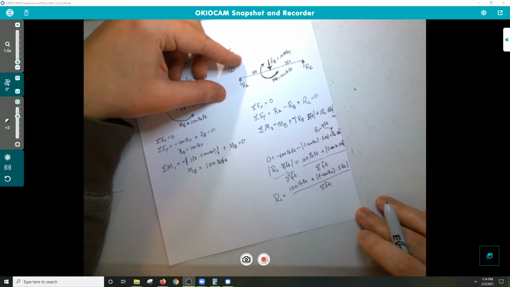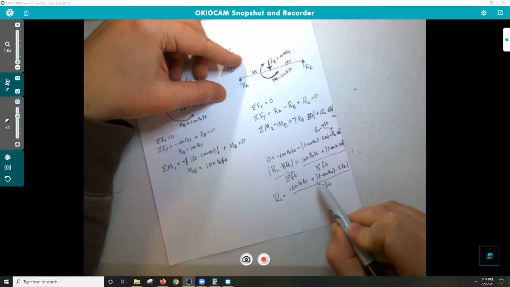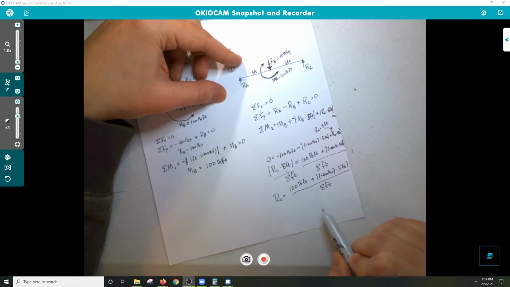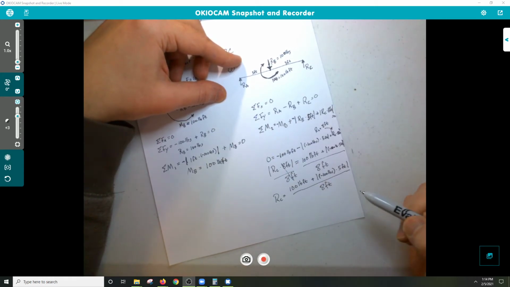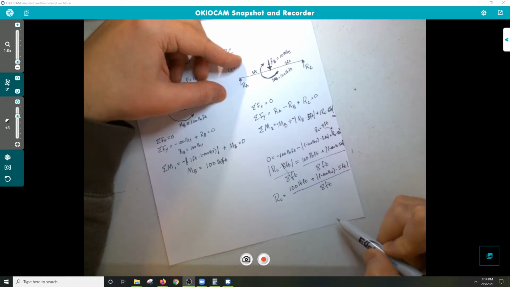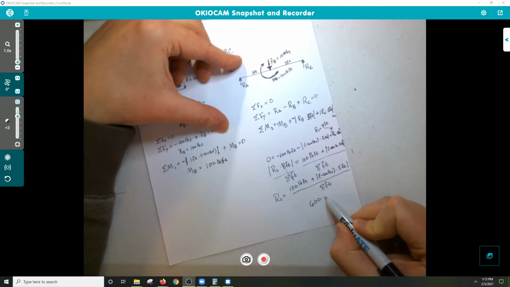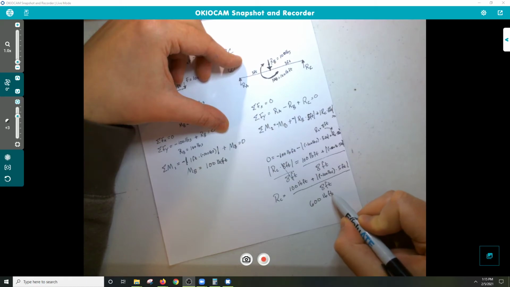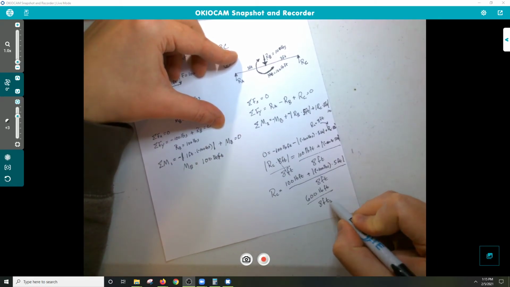All right. So we have 500 pounds, right? 5 times 100, and we have 100. Well, 5 times negative 100 is a negative 500, but the absolute value bars are going to make that a positive 500. So we end up getting 600 pound-feet divided by 8 feet.